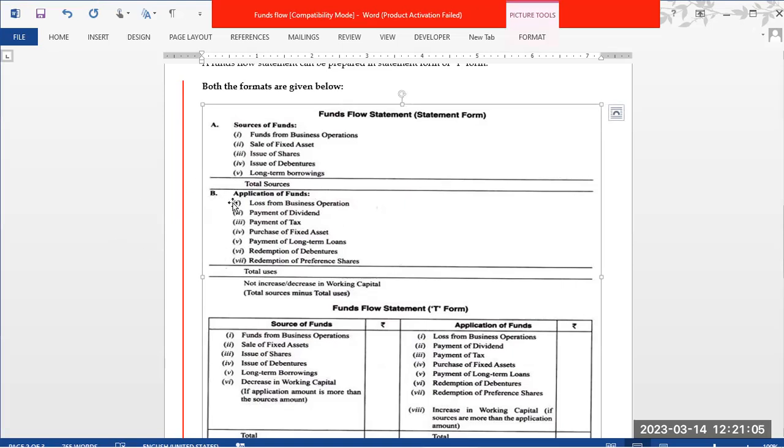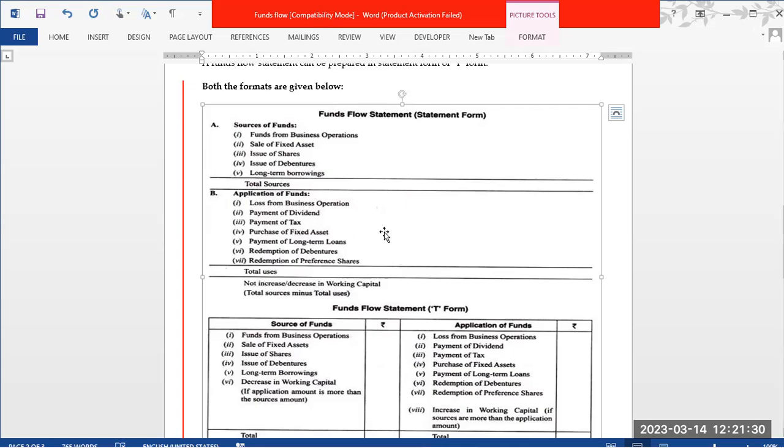Then number B, applications of funds. How are you going to apply these sources of funds, or how are you going to use them? That is the meaning of applications of funds. After identifying the sources of funds, you are going to now use the funds. So you have the total sources of funds, then you have application of funds.